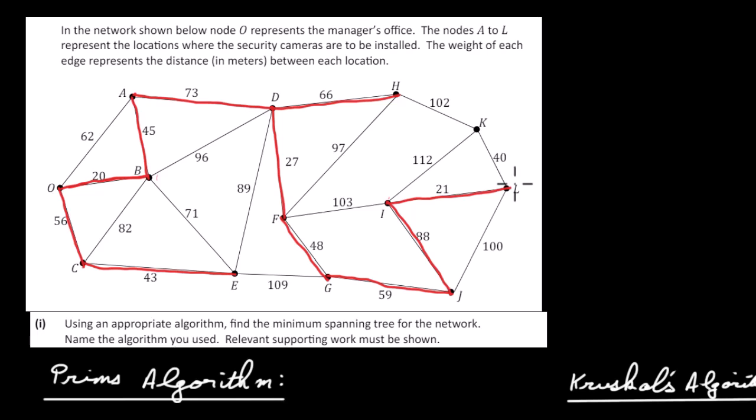Let's see, do we have anything else? We've got 102, 100, 97 will cause a cycle, 103 will cause a cycle. Everything else is going to cause a cycle, so it's going to be up along here to K. And that would be it for Prim's algorithm.